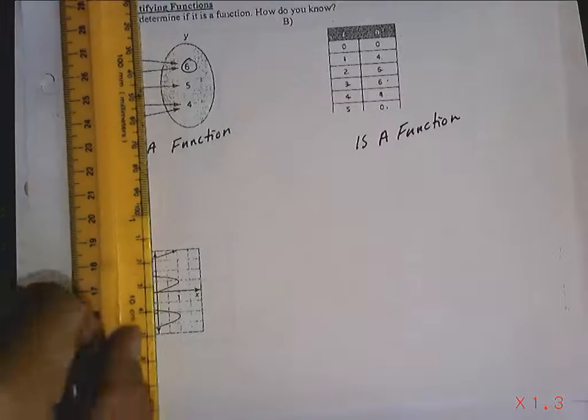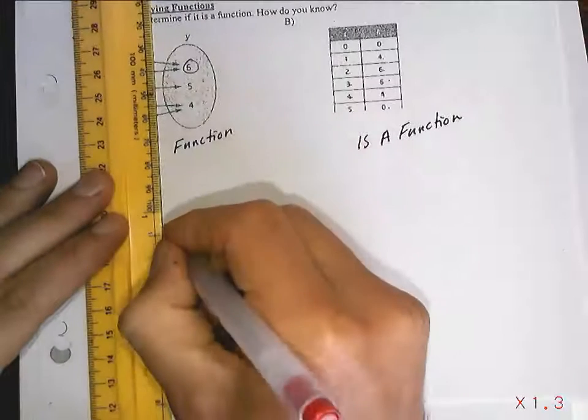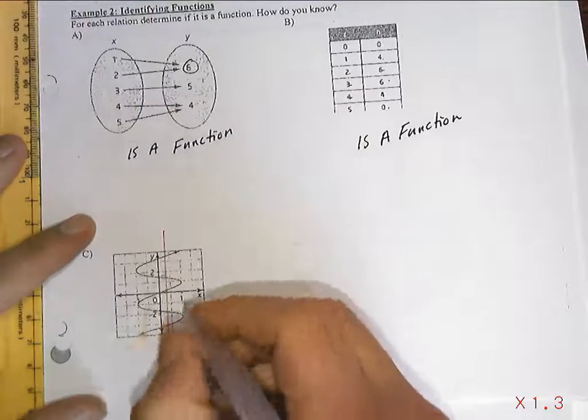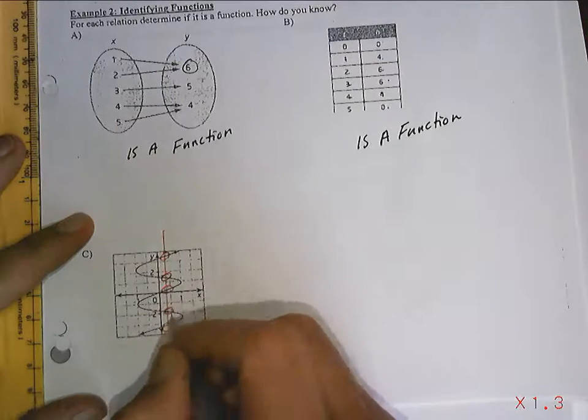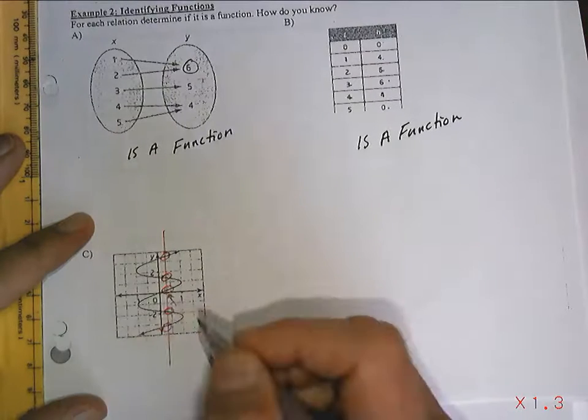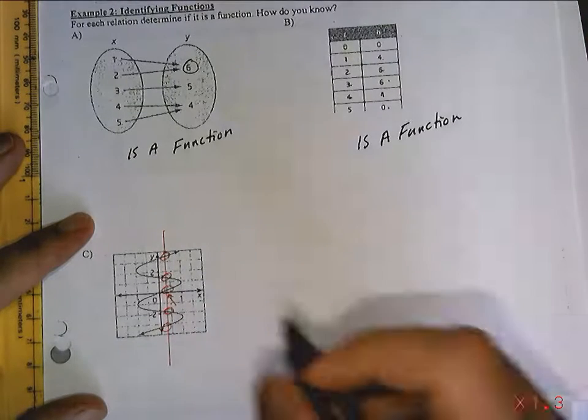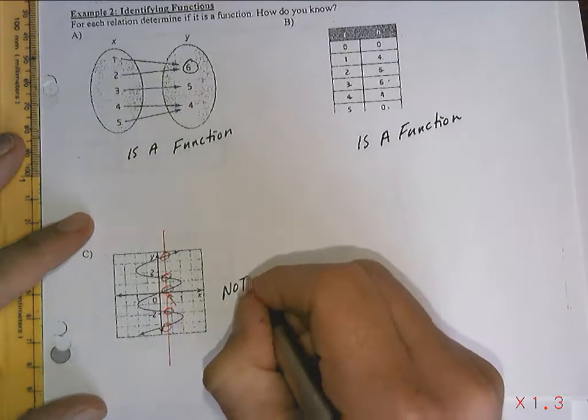Danger, danger, danger, Will Robinson. There's my vertical line test. It's crossing here, here, here, here, here, all for this one value of x. That would not be a function.